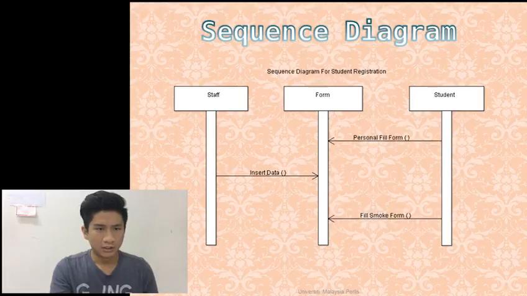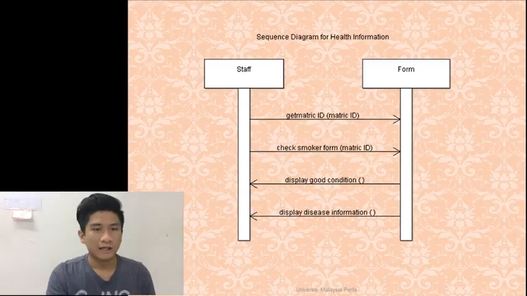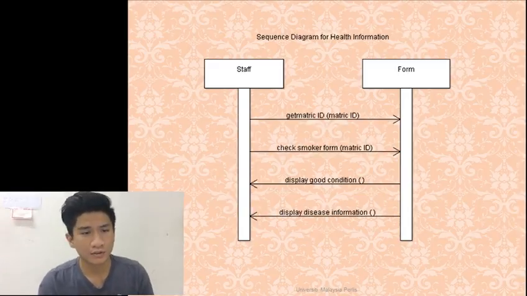And in here, staff go to the form and insert data, and students fill in the smoker form, which goes to the form. Okay, last, this is a sequence diagram for health information.